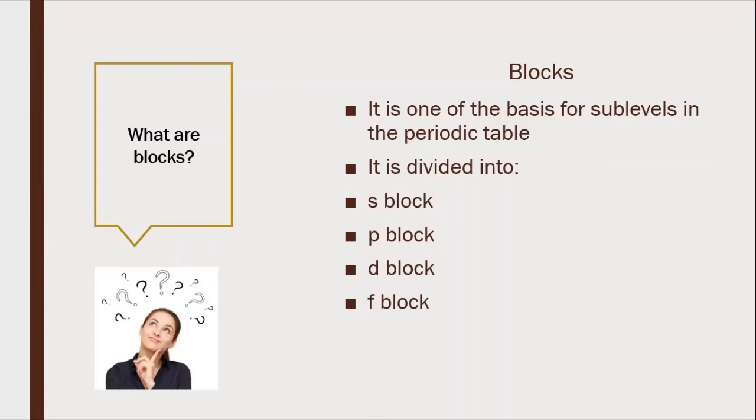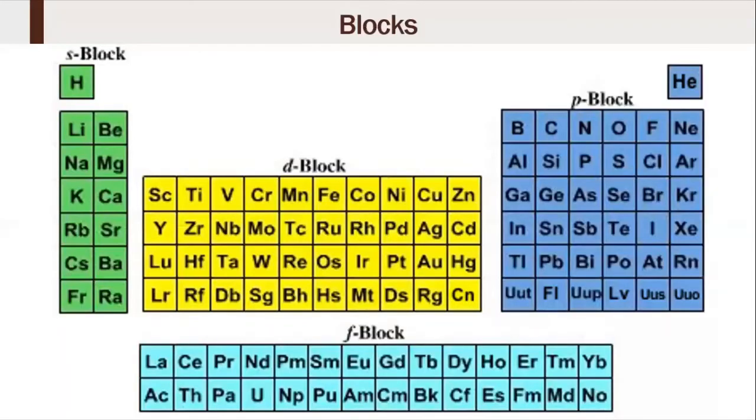Although we're not going to focus more on the block kasi it is connected with the electron configuration. But at least you know na may mga elements na kabilang lang sa S block, kabilang lang sa P block, kabilang sa D block, at saka sa F block. Sabihin, habang tumataas yung atomic number, ibig sabihin pataas ng pataas din yung blocks or energy level capacity ng electrons natin. Okay, so yan po yan.